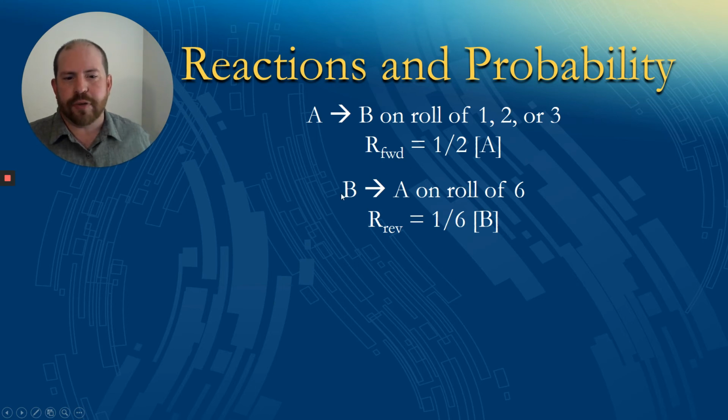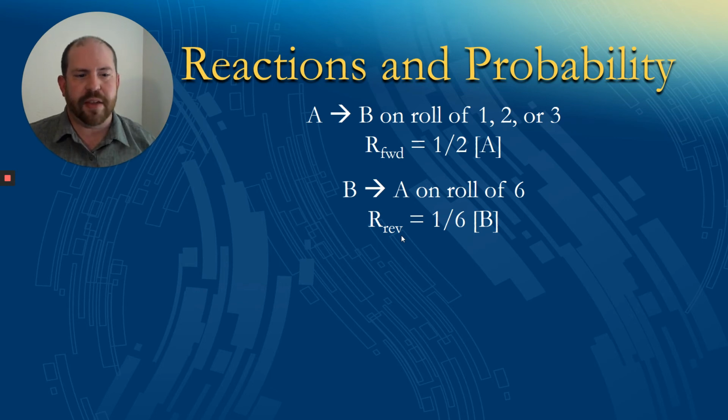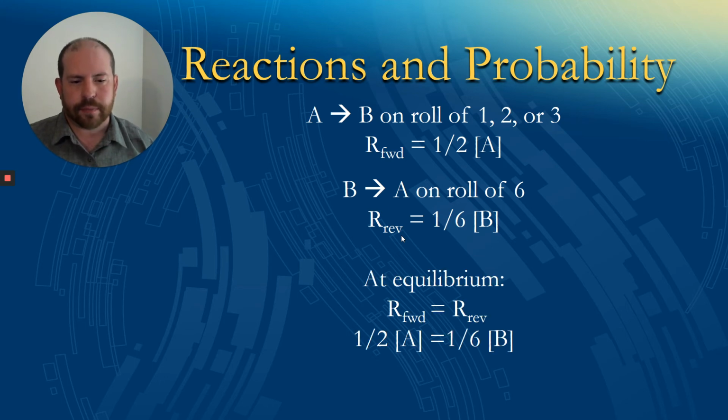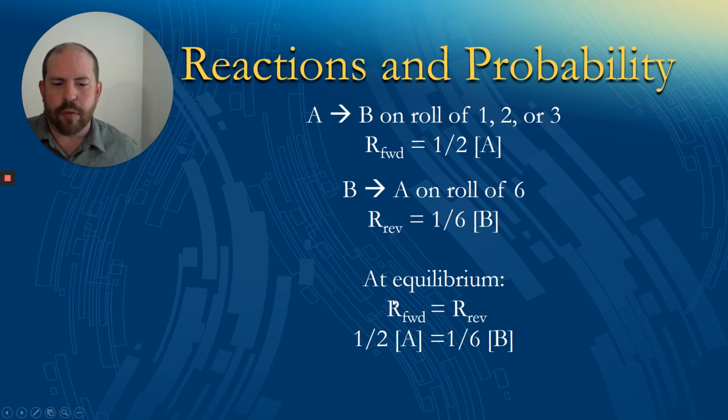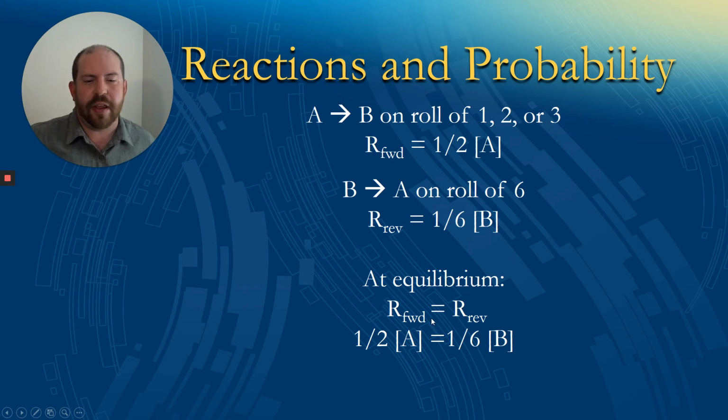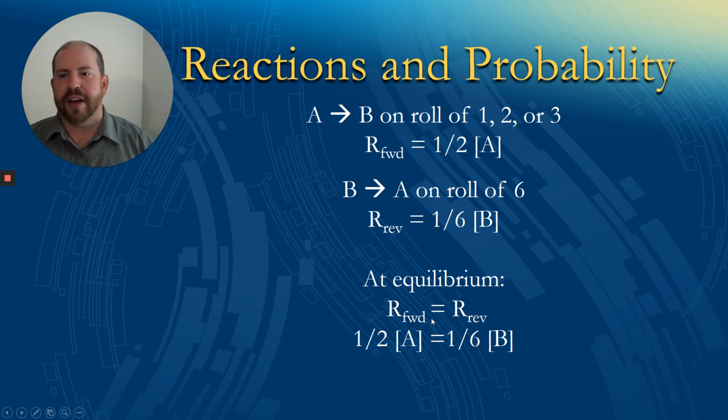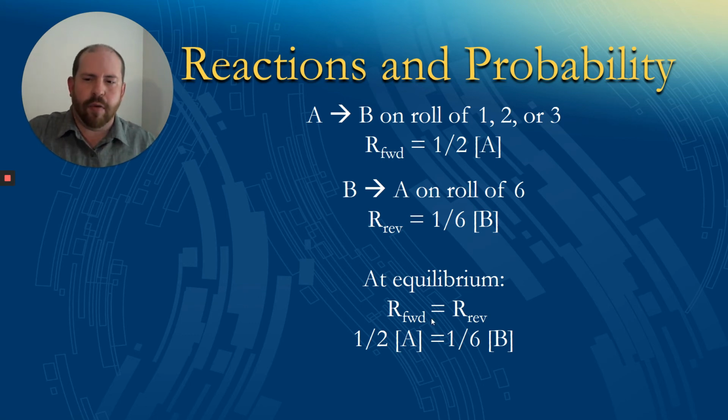We made the reverse reaction harder. You had to roll a 6. So now the rate of the reverse reaction, the number we expect to switch back, is 1/6 the number of B's that we have. And if you remember, we ended up with lots of B's in this reaction. So at equilibrium, the rate of the forward reaction equals the rate of the reverse reaction. Any converting one way are roughly balanced out by those converting the other way.